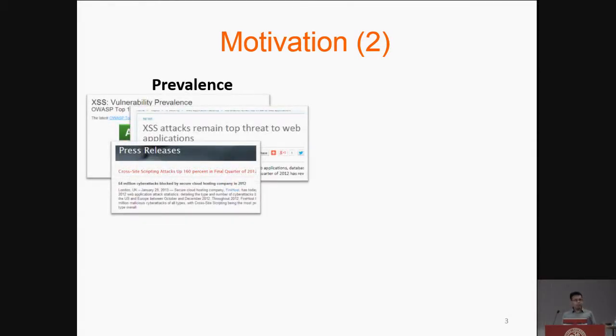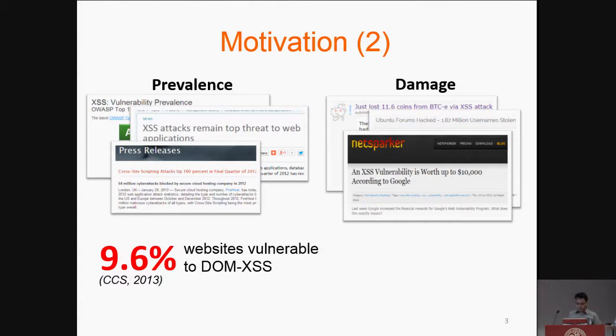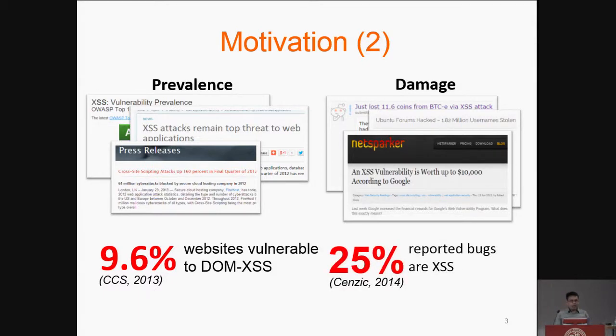Okay, there have been many reports suggesting the prevalence of script injection attacks, as well as the damage that these kinds of attacks cause. According to a research paper, roughly 9.6% of all Alexa's top 5,000 websites are vulnerable to the so-called DOM XSS, which is a subset of script injection attacks. In addition, roughly a quarter of all reported web vulnerabilities are actually XSS.